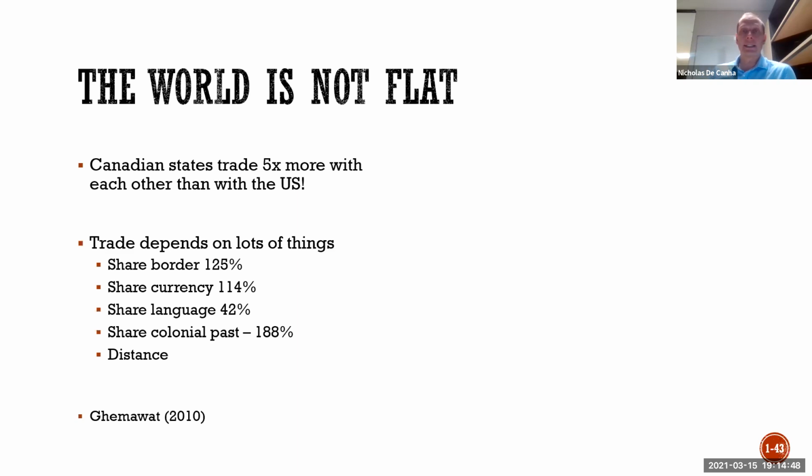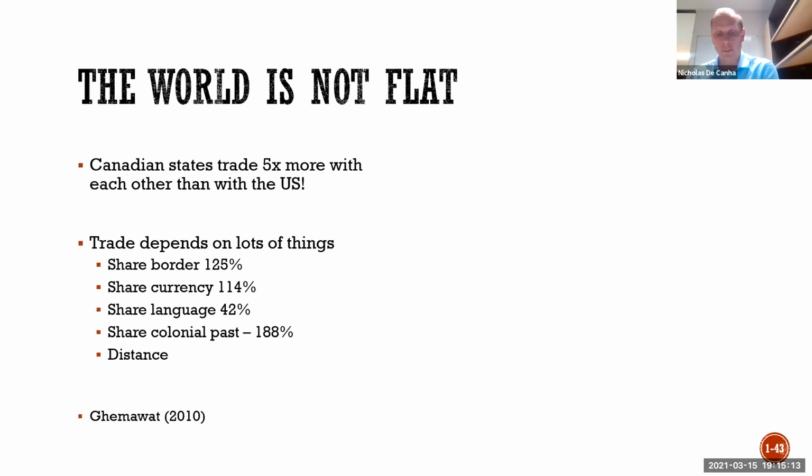So Canadian states trade 5 times more with each other than they do with United States states. They're separated by a peaceful border, effectively no tariffs, it's common language. They trade with each other 5 times more. And this is an interesting problem, and that's what it's called, missing trade.